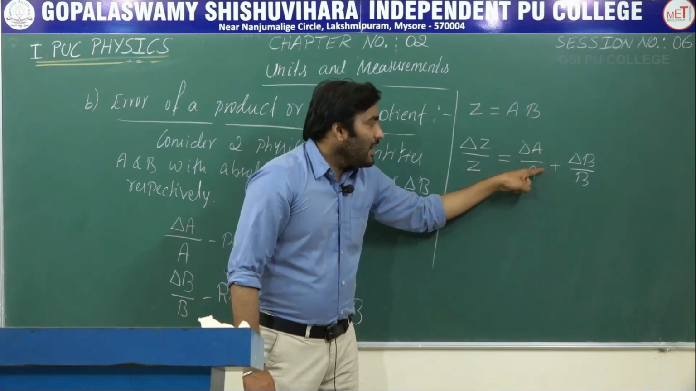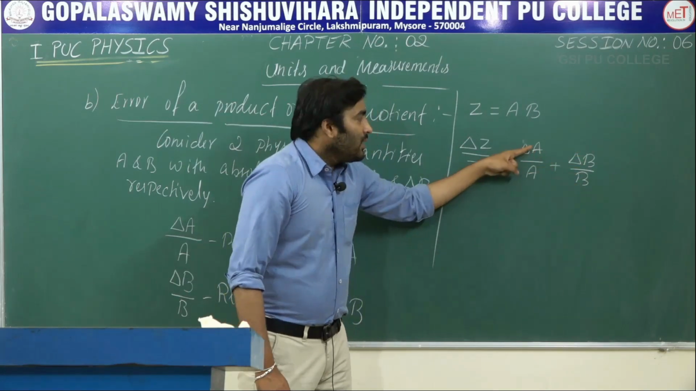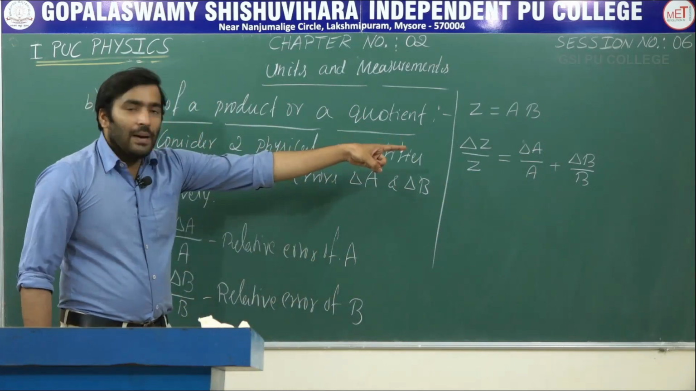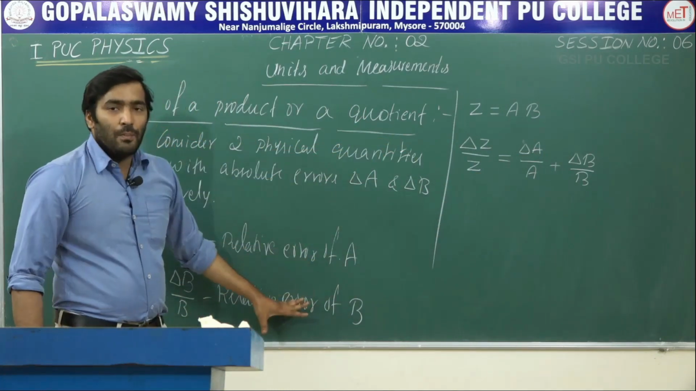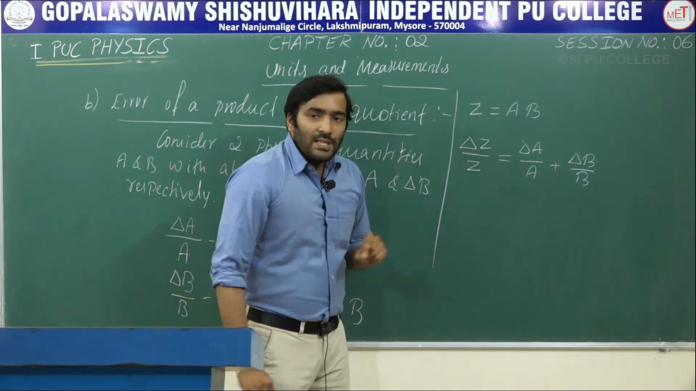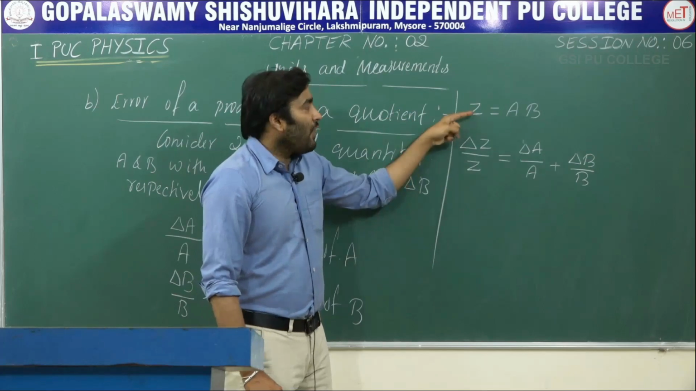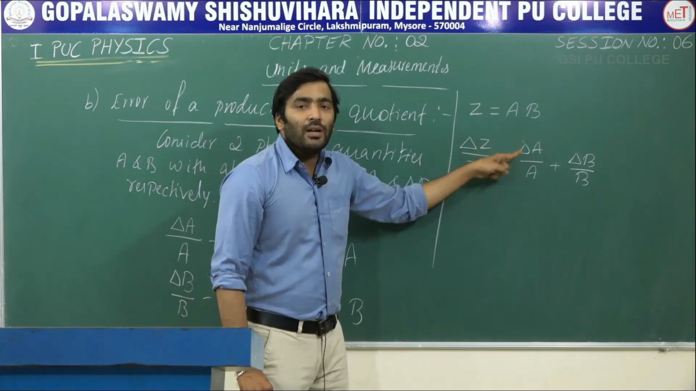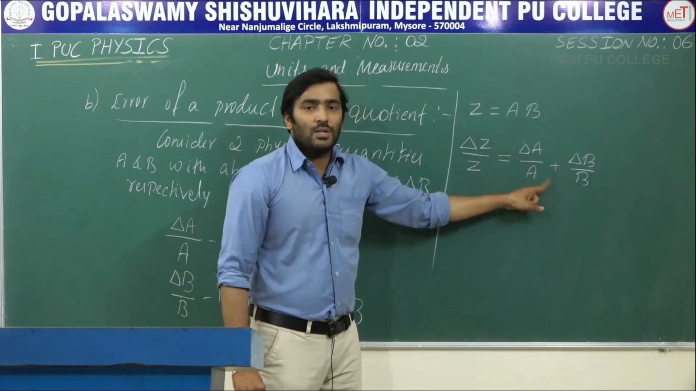What are these delta A by A and delta B by B? Delta A by A is the relative error of A, and delta B by B is the relative error of B. So what is the conclusion? The rule says the relative error in the final result is equal to the sum of the relative errors of the individual quantities.